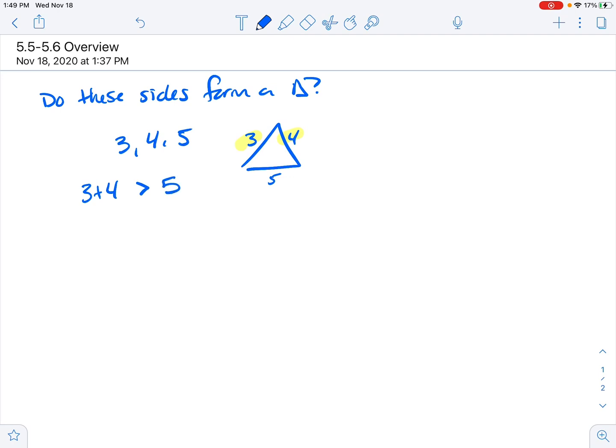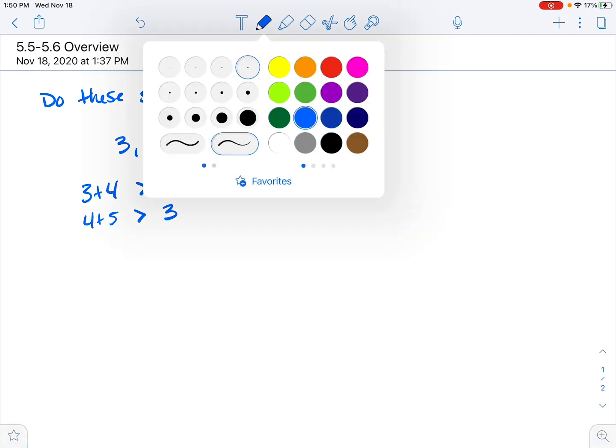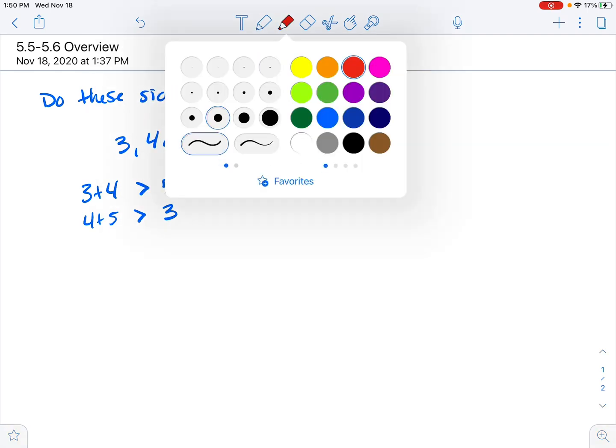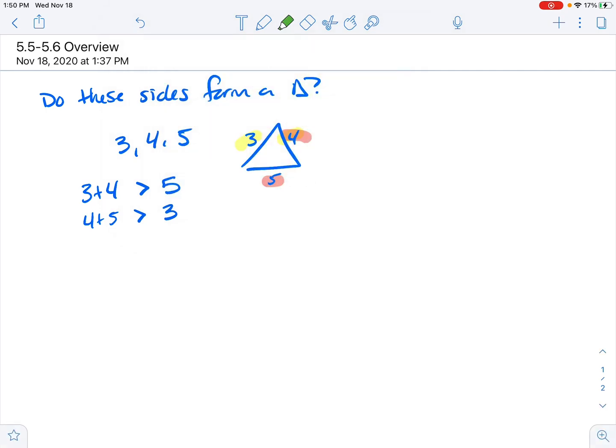Okay, if I choose two other ones, so let's say 4 and 5. So 4 plus 5, it has to be bigger than the third side. If I add two other sides, so let's say, which one haven't I done yet? 3 and 5. So 3 plus 5, it has to be bigger than the third side. So see if that's true.